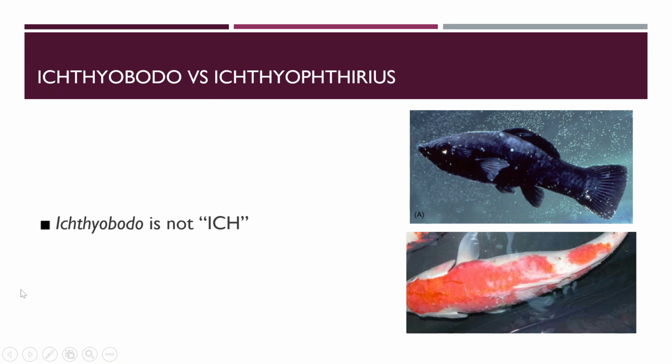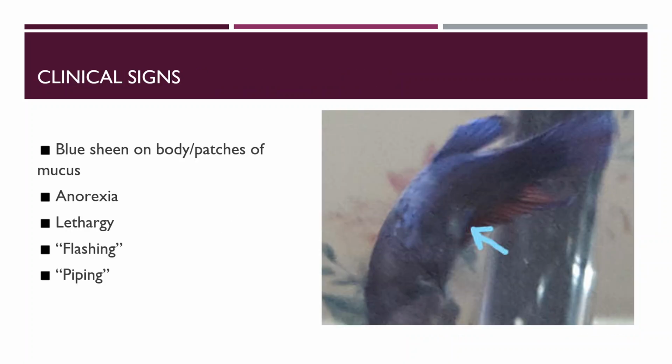Just to clarify, in the aquaculture community, some of them refer to this disease as ick, but Ichthyobodo is not ick. Ichthyobodo comes from the Greek word for fish, ichthys, so the term is just related to fish. Ich is white spot disease, or ichthyophthiriasis, not Ichthyobodo. However, the causative agent of both is still a protozoan.